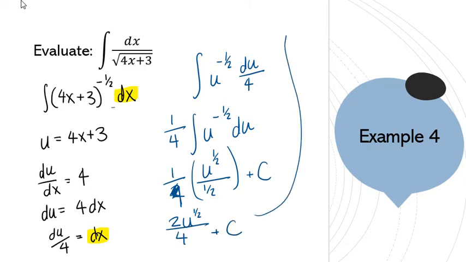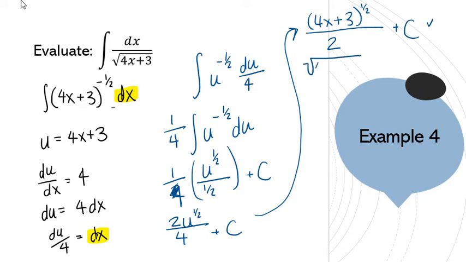And now all at once, reduce the fraction to 1 over 2. So I know my answer is going to be over 2. Change u back into 4x plus 3 to the power 1/2 plus c. This is correct if you also wanted to write root 4x plus 3 over 2 plus c. Totally fine as well. Either or.